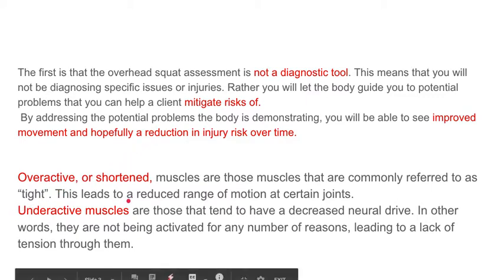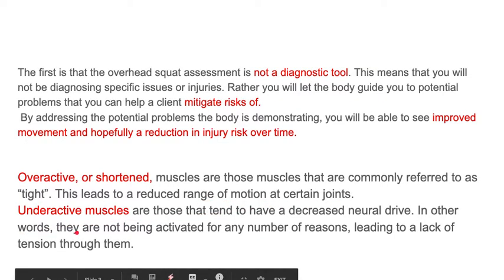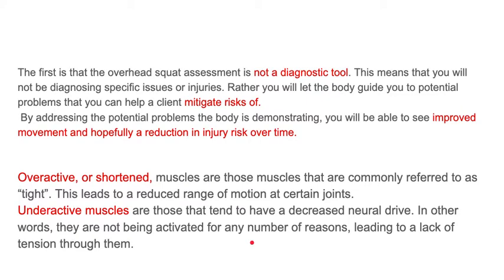Next, you should know two common terminologies: what is an overactive or shortened muscle, and what is an underactive muscle. Overactive or shortened muscles are those that are commonly referred to as tight. This leads to a reduction of motion at certain joints. Underactive muscles are those that tend to have a decreased neural drive. In other words, they are not being activated for any number of reasons, leading to a lack of tension through them.